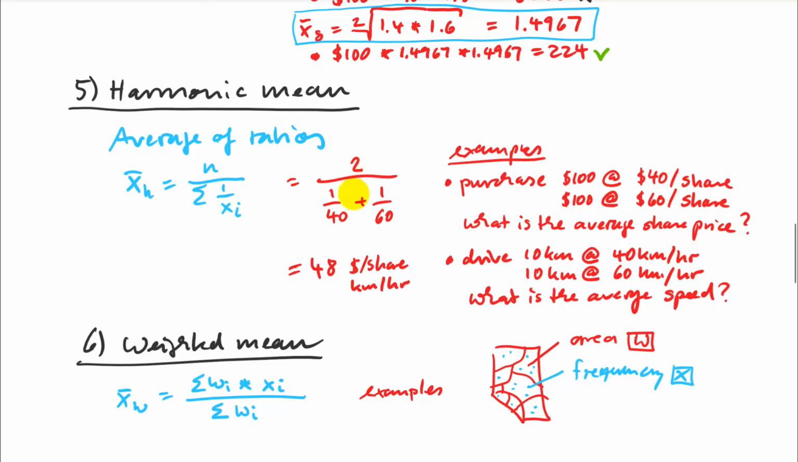So I can just calculate my 140 divided by 160. So these are the two ratios that I have. And then I divide inverse by that sum, which gives me 48. So 48 kilometers per hour or $48 per share is my average share price. So it can be handy, if you have problems like this, to use the harmonic mean. This is otherwise pretty hard to figure out.